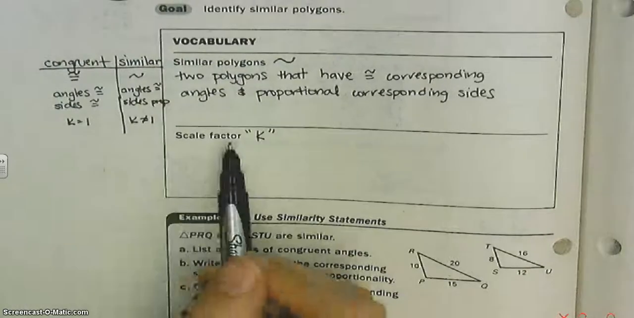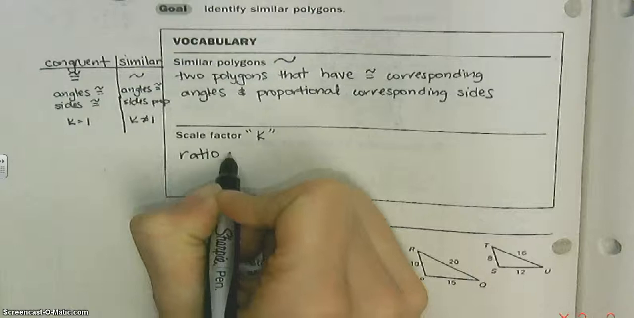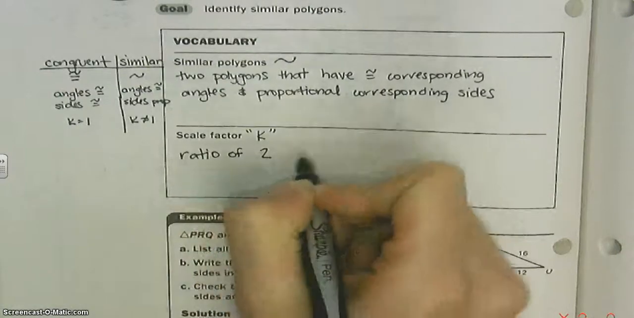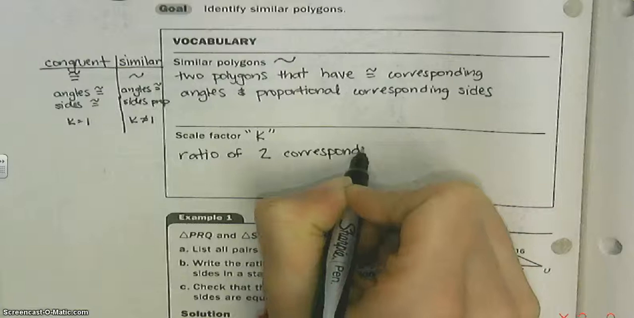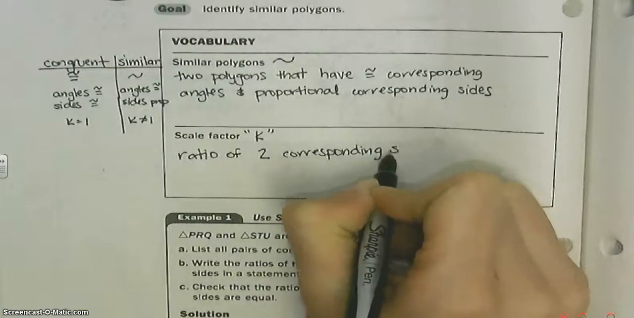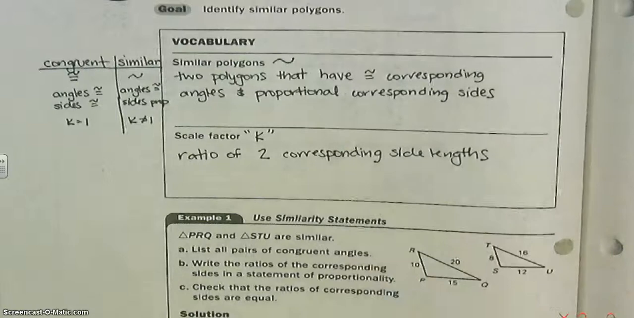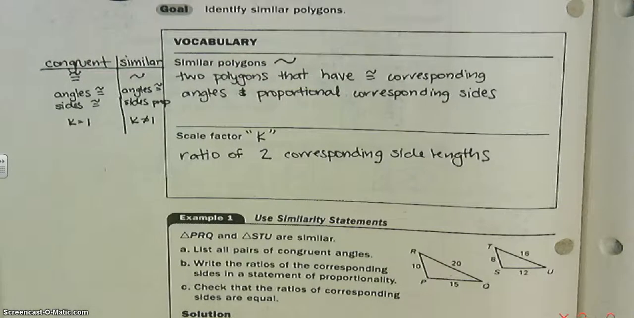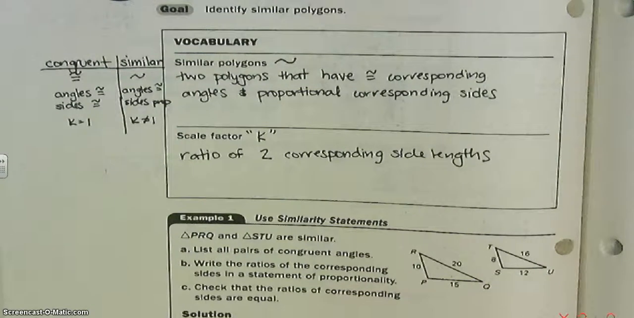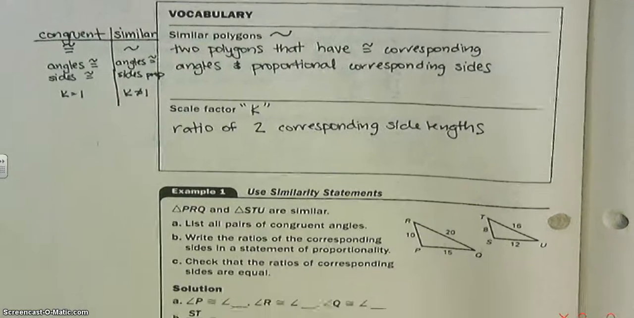So what is the scale factor that I'm talking about? It is the ratio of two corresponding side lengths. I'll give you an example. Similar figures look alike, but they're a different size. They're the same shape, but a different size. All right? So let me give you an example. Kind of get this in your head.